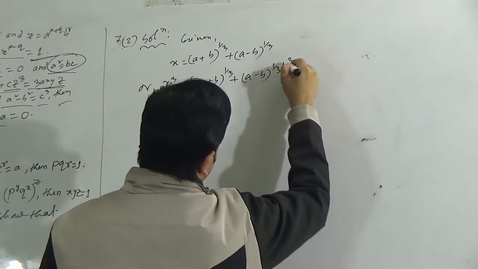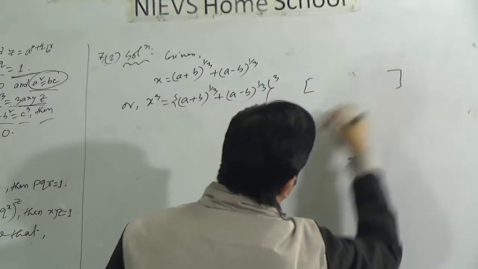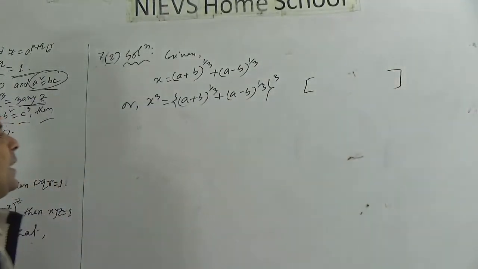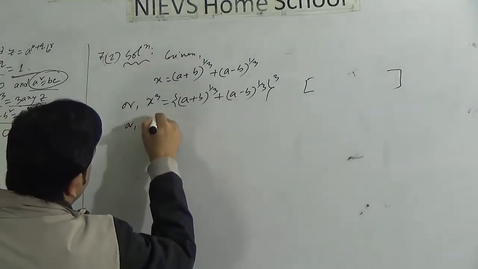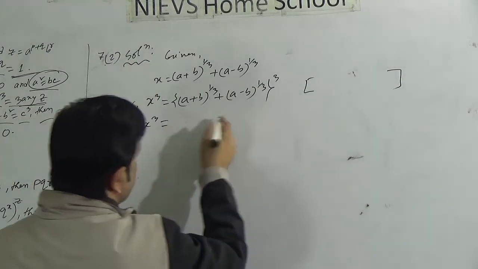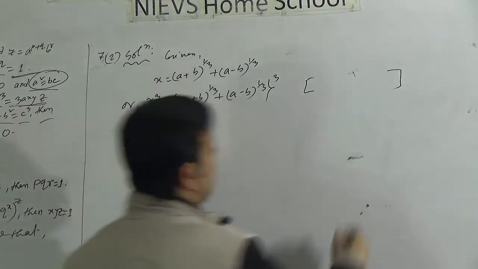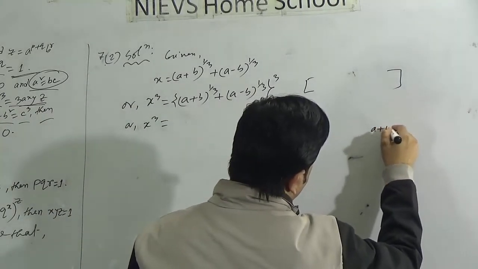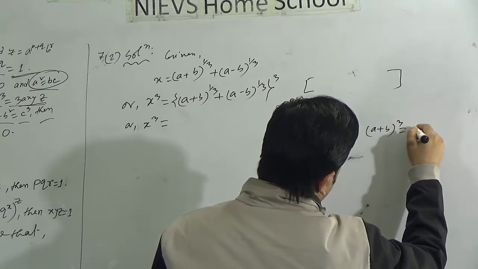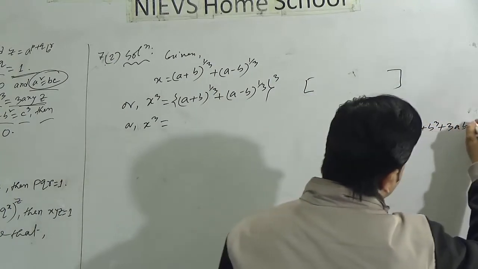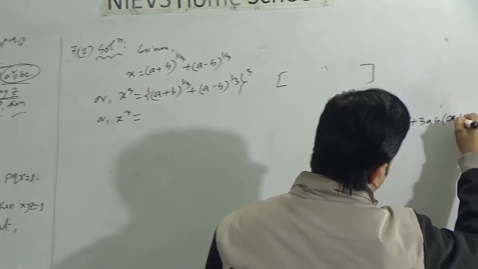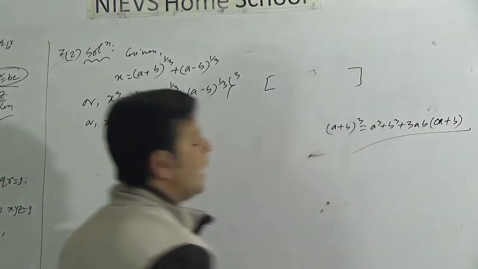And here we have to take cube. Taking cube on both sides, give the side note. Taking cube on both sides. So now we can write here x cube is equal to, we can apply the formula (a plus b) whole cube is equal to a cube plus b cube plus 3ab into (a plus b). We can apply this formula again.